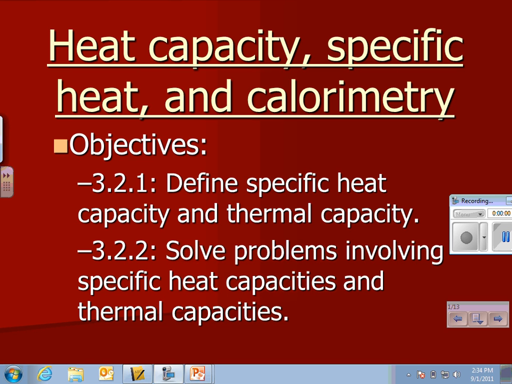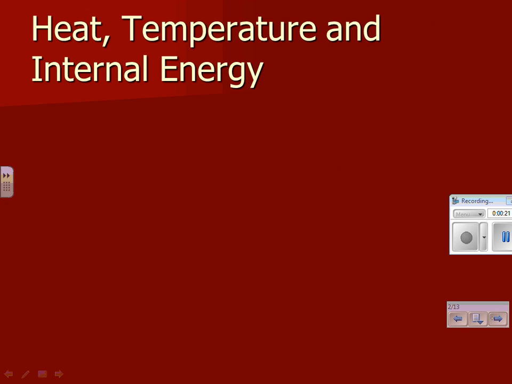Let's talk about heat capacity, specific heat, and calorimetry. Here's what the IB folks expect you to know on this subject. Topic 3.2.1: define specific heat capacity and thermal capacity, and solve problems involving specific heat capacities and thermal capacities. This is the major thing of this unit that you'll do a lot of. So let's talk about it. This first part's a little bit of review.